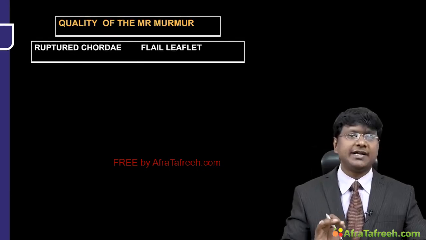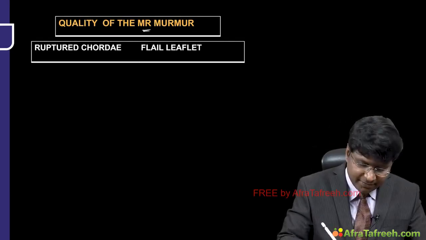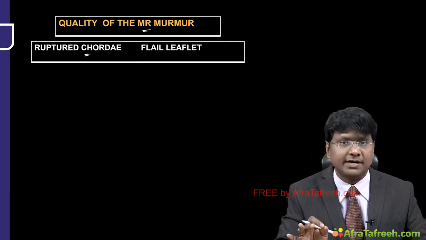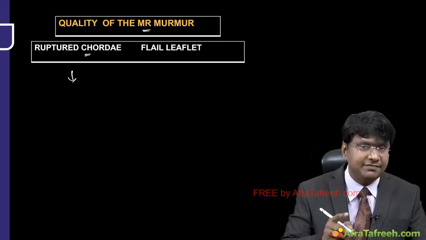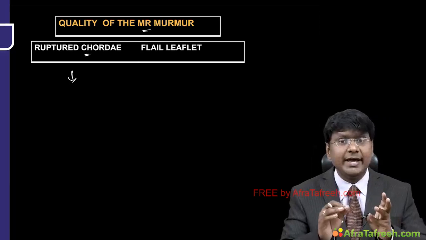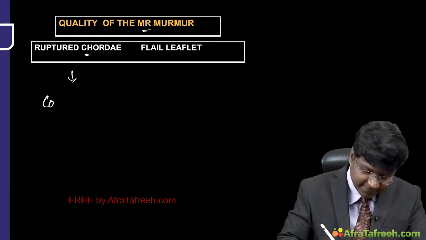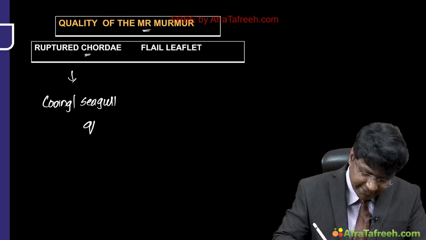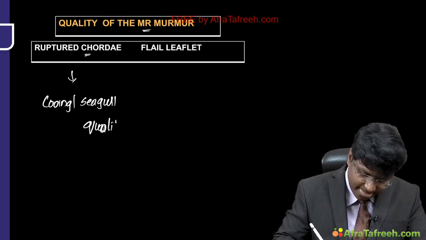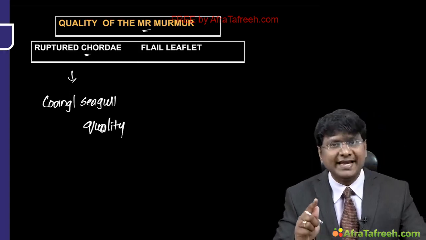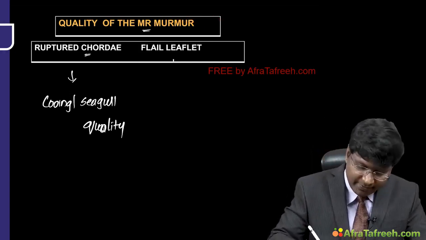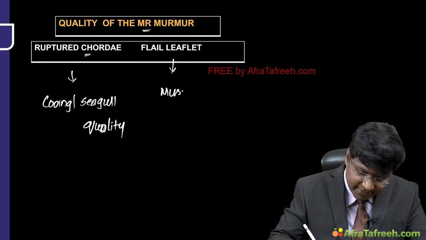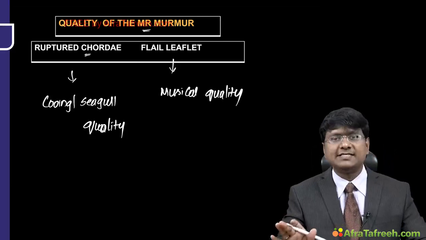Now, another auscultatory finding is the quality of the MR murmur if there is ruptured chordae tendineae. If there is ruptured chordae tendineae, you will listen to a cooing or seagull quality. Right, cooing or the seagull quality. That is what you will have if there is ruptured chordae. And if there is a flail leaflet, then in such case, what will be the quality of the murmur? That will be musical quality. Okay, so that is about the auscultation.